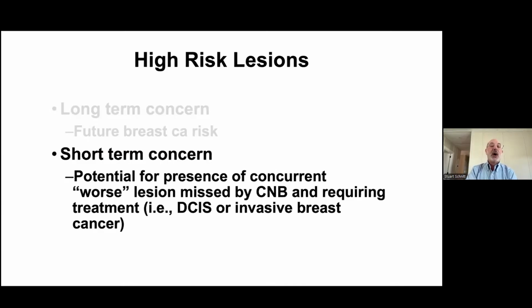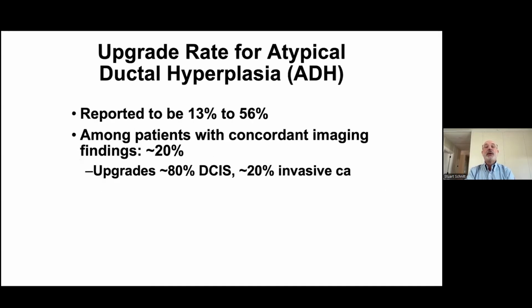Let's now focus on the short-term concern, which is the potential for the presence of a concurrent worse lesion that was missed by the core needle biopsy in which atypical hyperplasias or these other high-risk lesions were diagnosed and that required treatment at that time. So we'll do these one at a time. Atypical ductal hyperplasia, the reported upgrade rate to something worse after a core needle biopsy for ADH is all over the place in the literature, anywhere from 13% to over 50%.